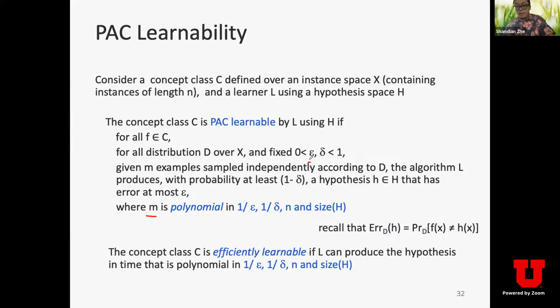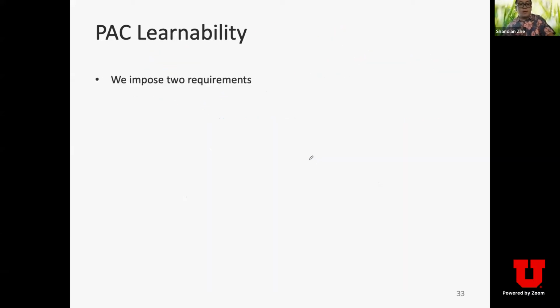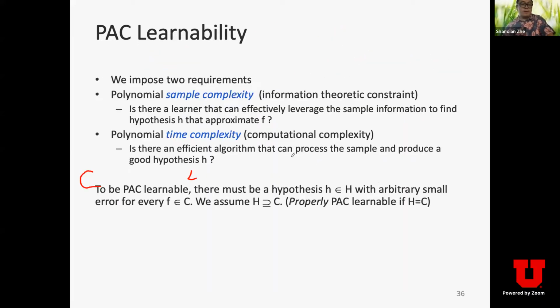So that basically means, if you want your target function to be PAC learnable, then for every possible target function, you can find a hypothesis to be arbitrarily close. Then that implies your hypothesis space is a superset of the target functions.